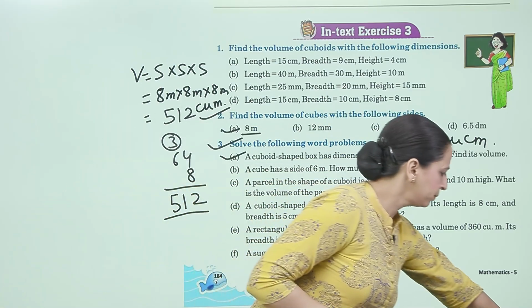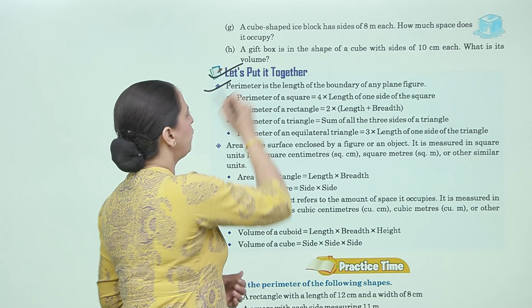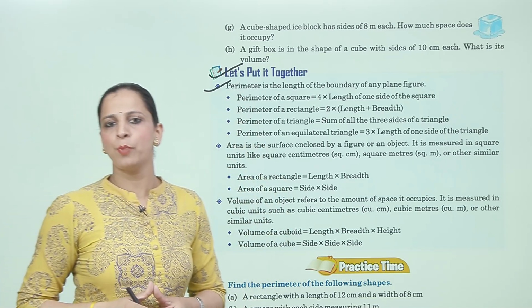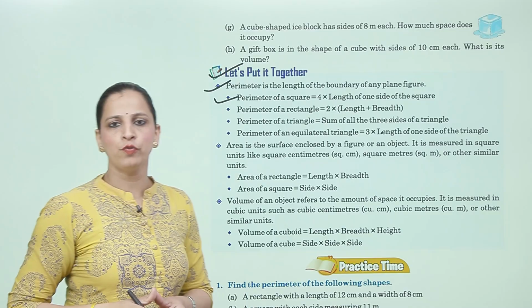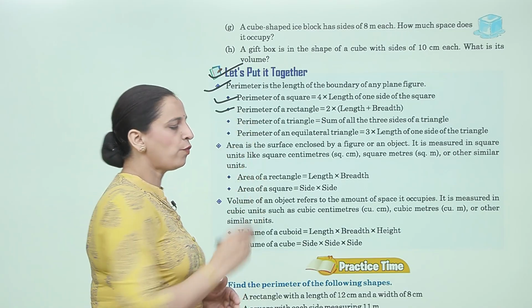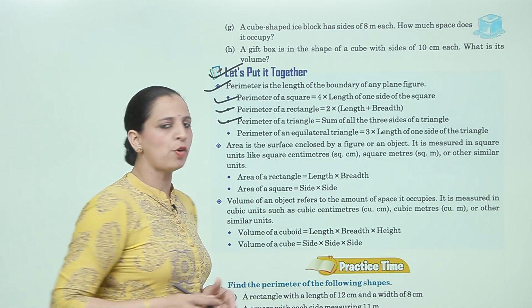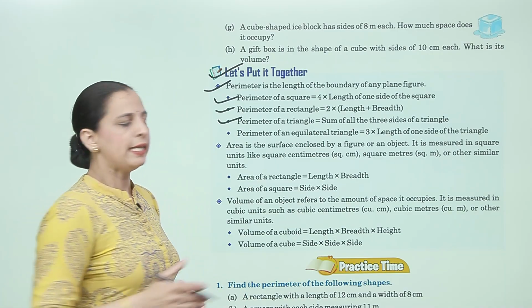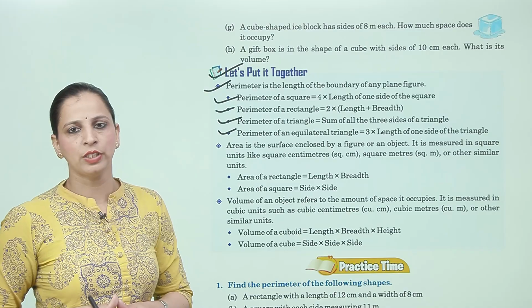Now, let's put it together. First, perimeter is the length of the boundary of any plane figure. Perimeter of a square is 4 into length of one side of the square. Perimeter of a rectangle is 2 into length plus breadth. Now, perimeter of a triangle is sum of all the three sides of a triangle. Next, perimeter of an equilateral triangle is 3 into length of one side of the triangle.